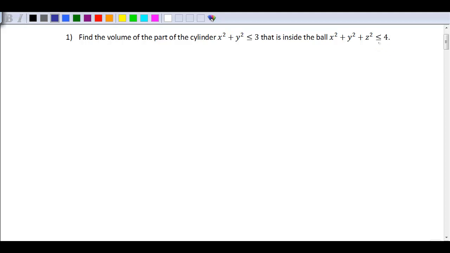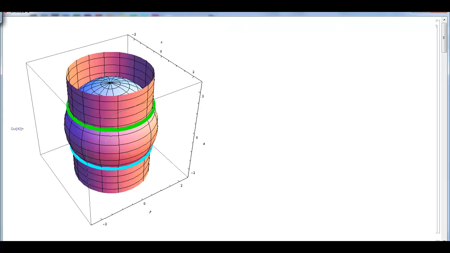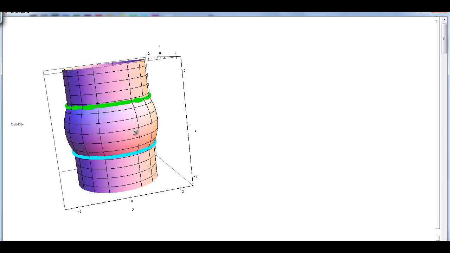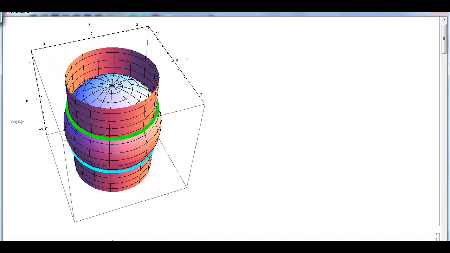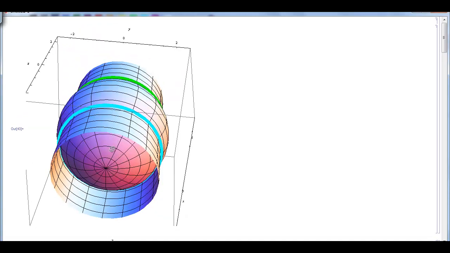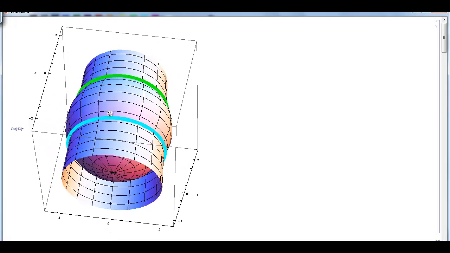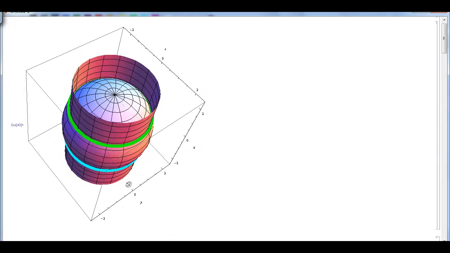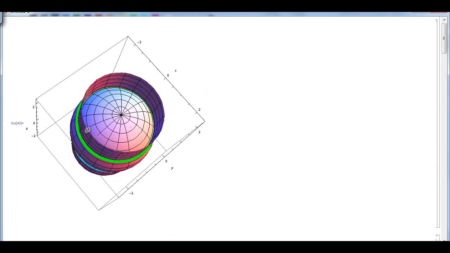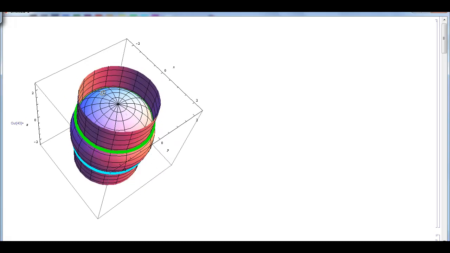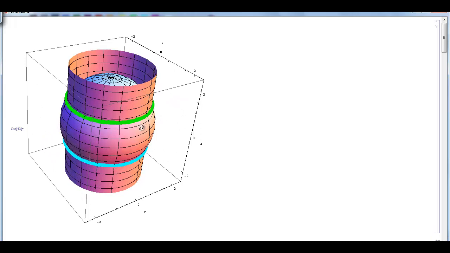So first thing we're going to do is get a picture of what's going on. I'm going to use Mathematica here to get a better sense of that. So what we've got here is this cylinder, the vertical part, maybe it's kind of hard to tell, and then this bulging out part is the sphere, or the ball. So there's the top of the sphere. You can see the bottom of the sphere. And what we're looking for is essentially the solid that you get when you take this cylinder and cut down on the sphere. So basically it's the sphere, but you're cutting off this bulging part outside of the cylinder.